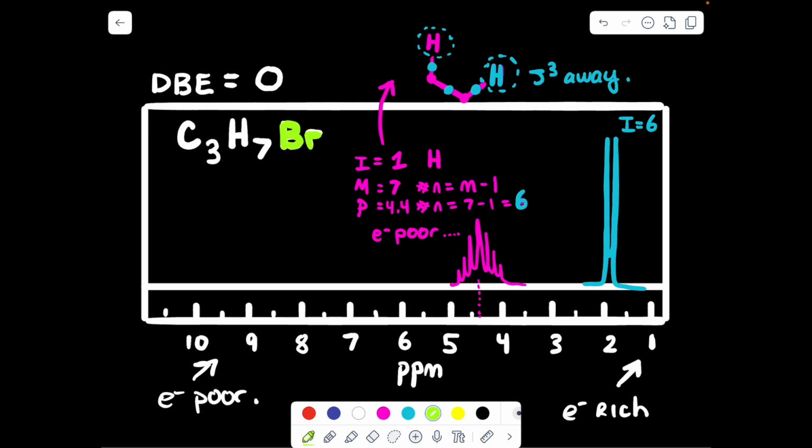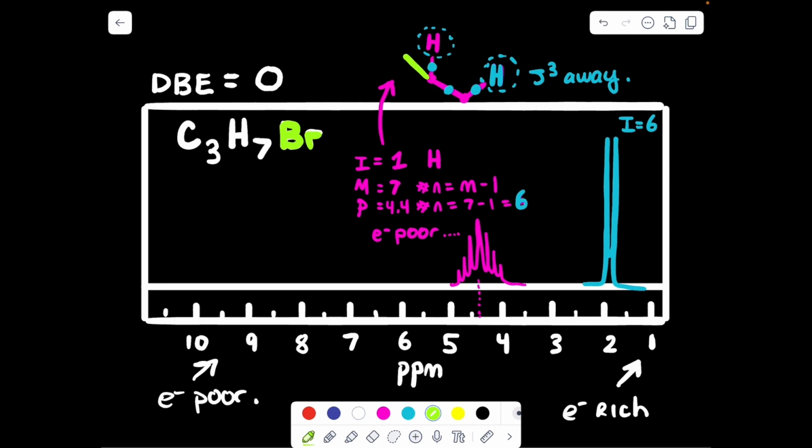Bromine is an electron withdrawing group. So that means if bromine's attached to the same carbon as potentially this pink hydrogen, what would that do to the electron density of the pink hydrogen? It would make the pink hydrogen electron poor. If the bromine was right there, sucking electrons away from this carbon, consequently this pink hydrogen would also become more electron poor. Hence, the peak would appear at a higher ppm value.